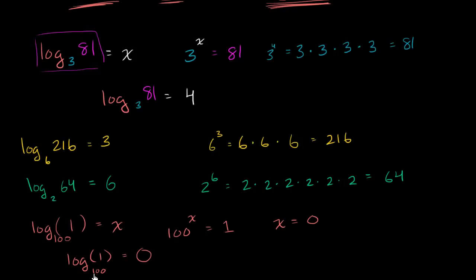Log base anything of 1 is going to be equal to 0, because anything to the 0th power, and we're not talking about 0 here, anything to the 0th power that's not 0 is going to be equal to 1.